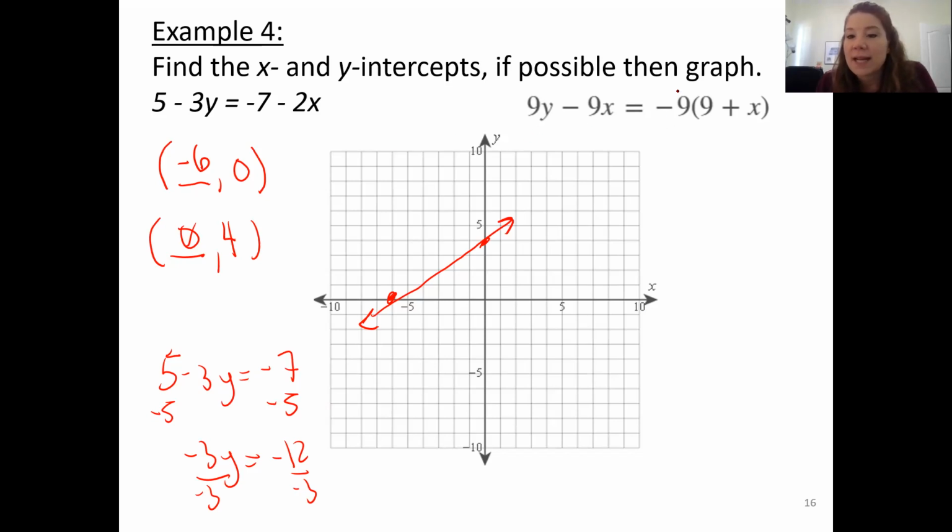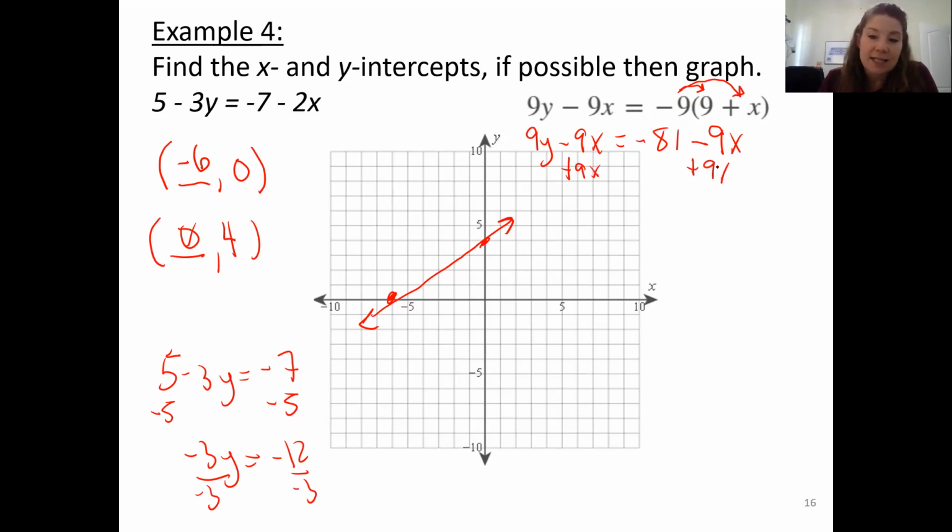All right, on this one, I got this straight from Hawks, and we're going to use the distributive property. Anytime you see those parentheses, you should realize you have to use the distributive property. So negative 9 times 9 is negative 81 minus, because negative 9 times x is negative 9x. Now, do you notice we have x's on both sides of the equal sign? We have to get our x's together. So we're going to add 9x to both sides.